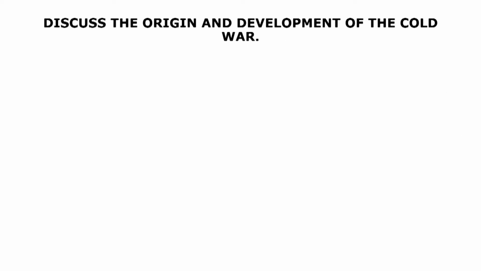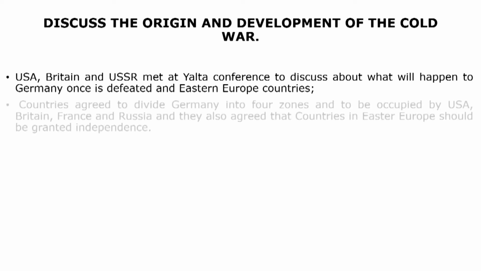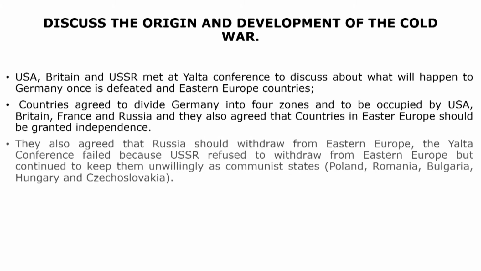Discuss the origin and development of the Cold War. USA, Britain, and USSR met at the Yalta Conference to discuss what will happen to Germany once it's defeated, and what will happen to Eastern European countries once the Second World War is over. Countries agreed to divide Germany into 4 zones to be occupied by USA, Britain, France, and Russia. They also agreed that countries in Eastern Europe should be granted independence. They also agreed that Russia should withdraw from Eastern Europe.